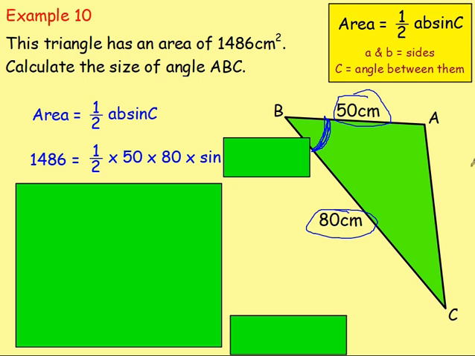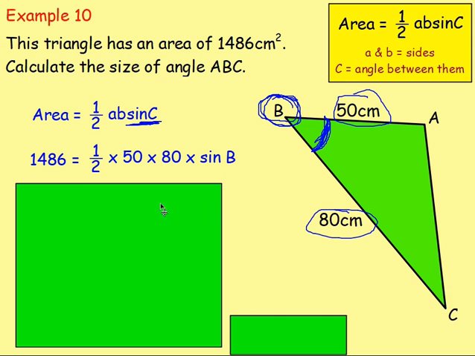And it's sine C, but we're asked for this angle here. This is the one we want, where B is. So do not let this letter confuse you. That is just the formula. It just means two sides and the angle between them. But here, because it is this angle we want, B, we're going to change it in our formula. So we've got half times 50 times 80 times sine of the angle we want, and the angle we want is B. So it'll be sine B.